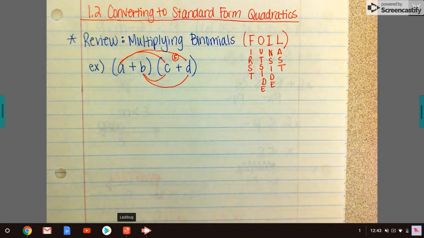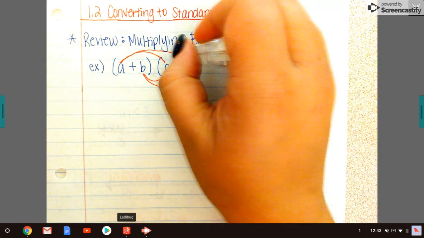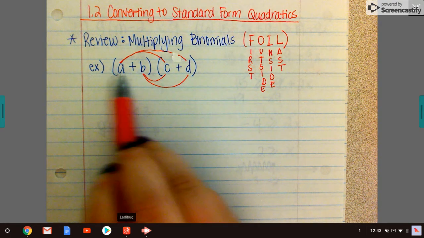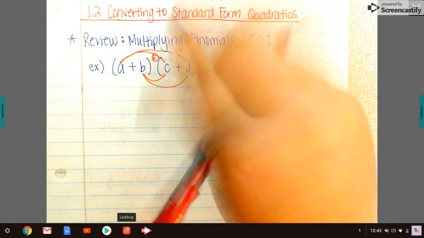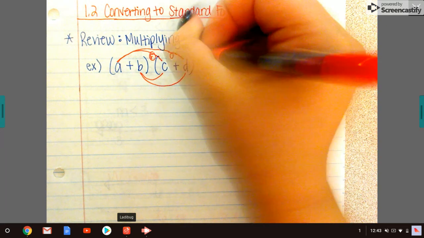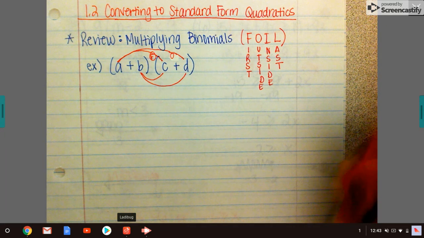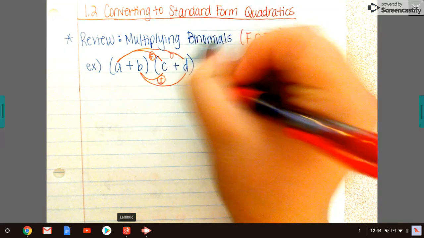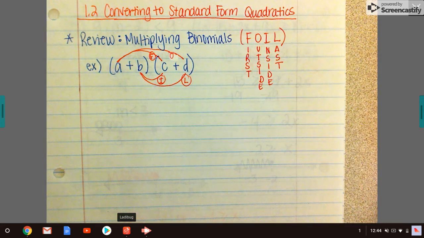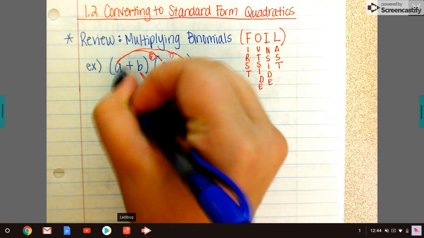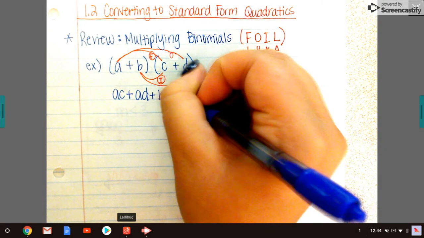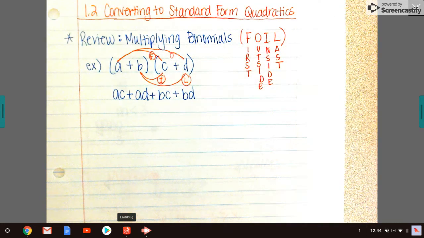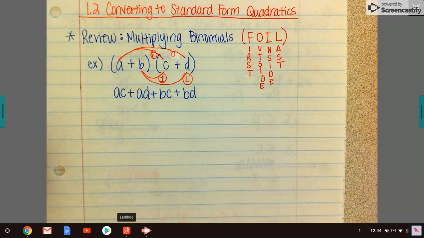First is the AC, they're both in the first spot. O is the outsides, so the A and the D. I is the insides, the B and the C. And L is the last ones, the B and the D. So if I was going to multiply these, I'd have AC plus AD plus BC plus BD. That's how it'll work for everything.